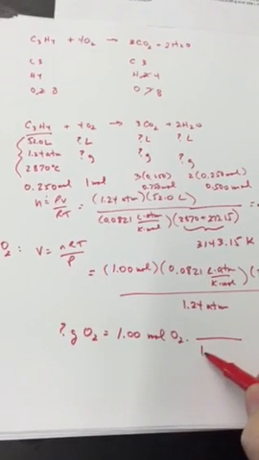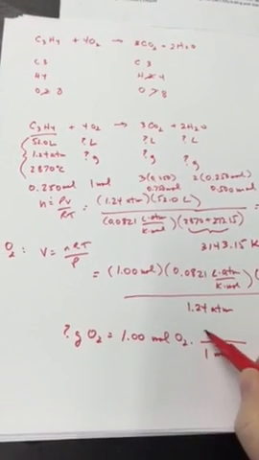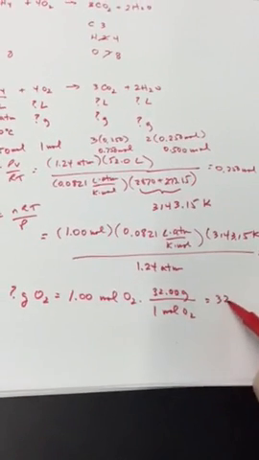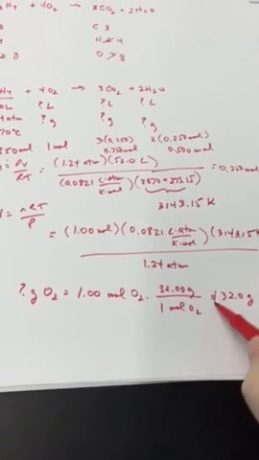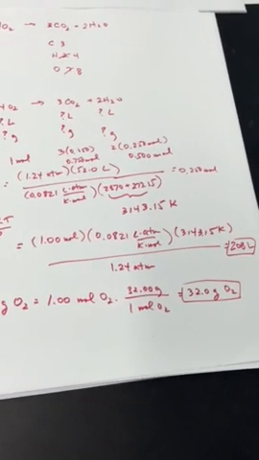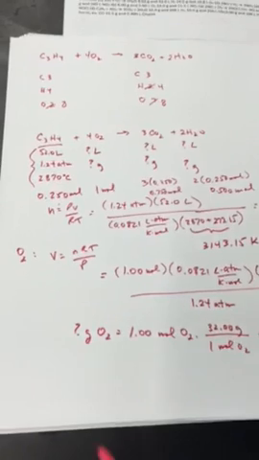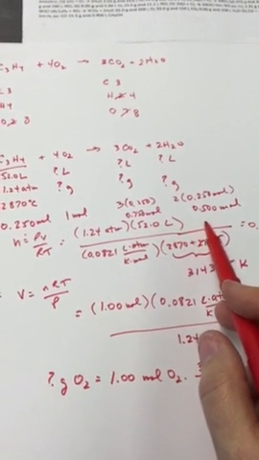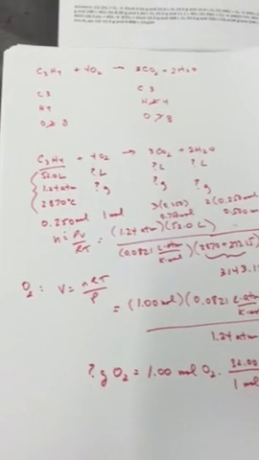To cancel out moles of oxygen, we know that 1 mole of oxygen is equal to 32.00 grams. So we produce 32.0 grams of oxygen in 3 sig figs. So that's oxygen. Now we do the same thing with carbon dioxide. Carbon dioxide, we're going to have 0.750 moles, and for water, we're going to have 0.500 moles.